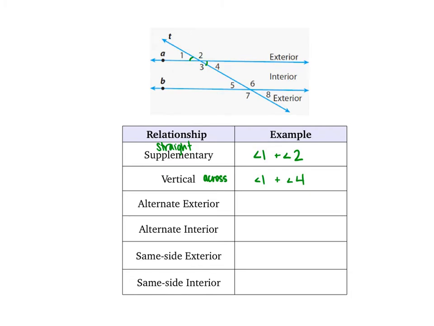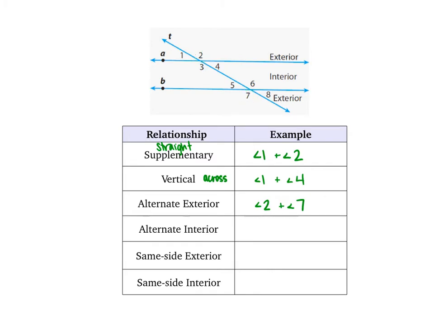Then come my new ones, alternate exterior angles. So alternate, I know I'm looking for things on either side of that transversal, and exterior, I'm looking for something on the outside of my parallel lines. So let's look at angle 2 here. If I look at angle 2, that's on the exterior. So on the opposite side of the transversal would be angle 7. So those would be my alternate exterior angles.